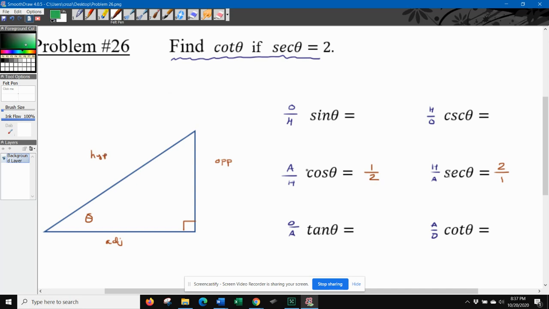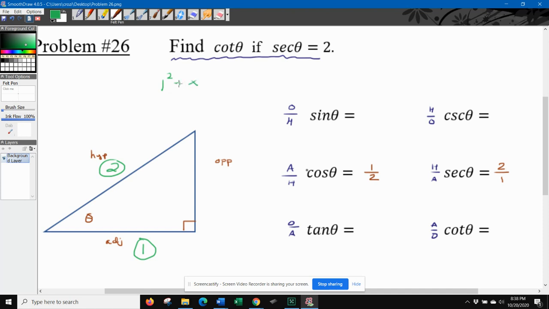What do we know? We know that the adjacent is 1. It says it right here. And it says it there. And the hypotenuse is 2. Whether we look at the cosine or the secant, we'll get the same values there. All right, so let's go find all the other values. Well, we need the opposite on every single one, and we don't know the opposite. How are we going to find it?